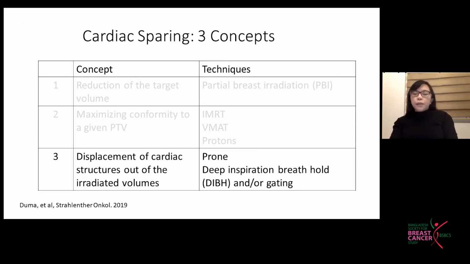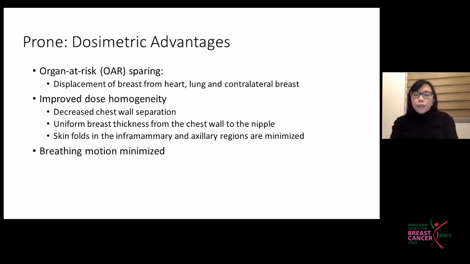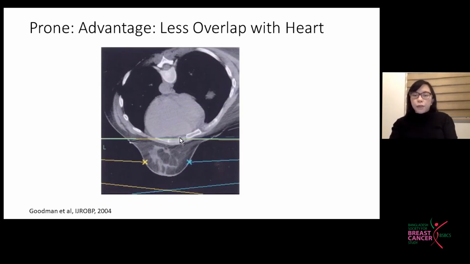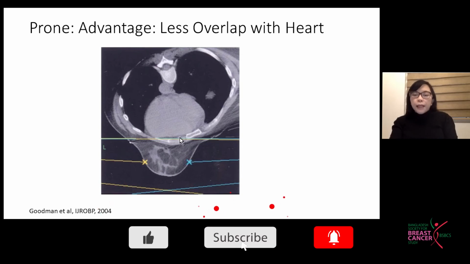So lastly, for the third concept of displacing the cardiac structures out of the radiation fields, we have the prone technique and the use of the deep inspiration breath hold technique, or DIBH. So first, let's discuss prone positioning. Some centers in the US have adopted this technique to address the issue of positioning women with very large pendulous breasts. Prone positioning affords dosimetric advantages, including organ at risk sparing, improved dose homogeneity, and minimizing breathing motion. This illustration demonstrates how a good prone positioning can move the breast target away from and completely eliminate any heart from being irradiated in the field.